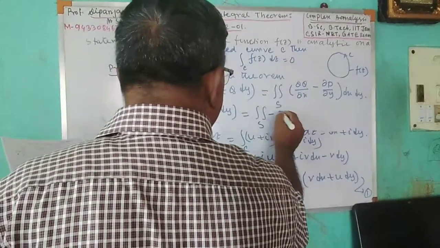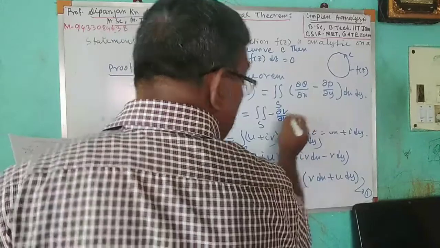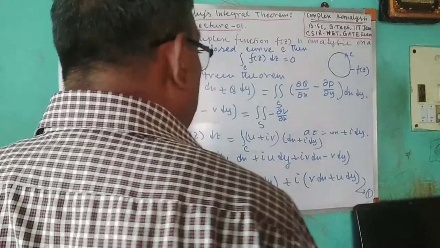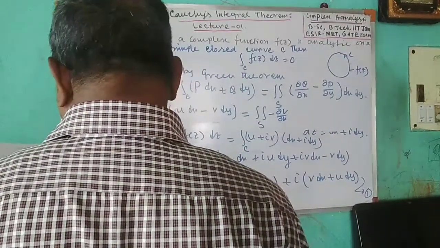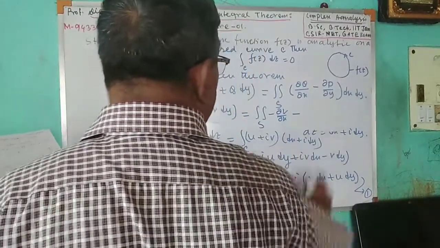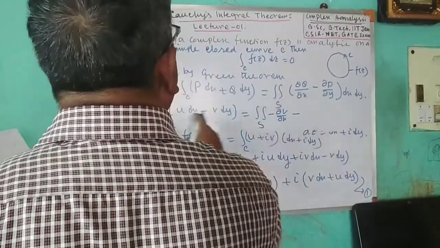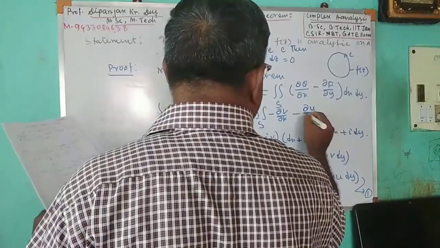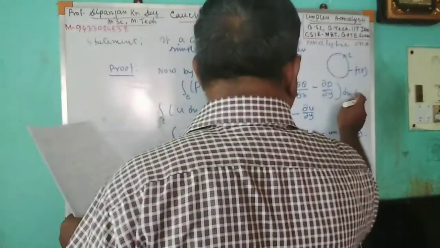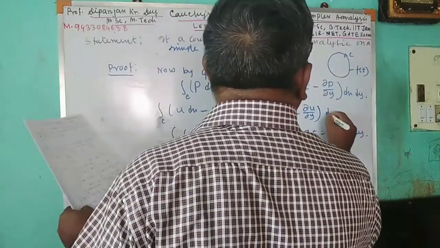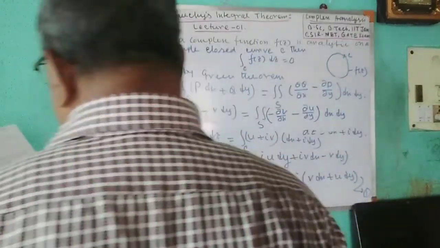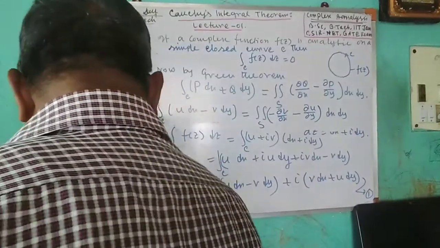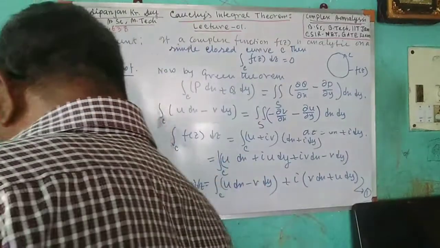So it will be minus del v del x, minus that is del P del y. What is P? P is u, so minus del u del y, then dx dy. But P equals u, Q equals minus v. Now this part.